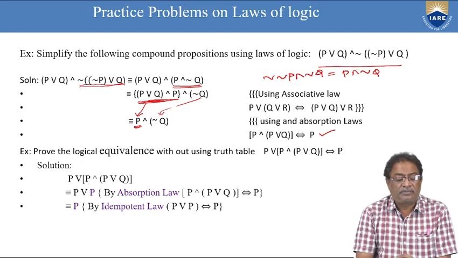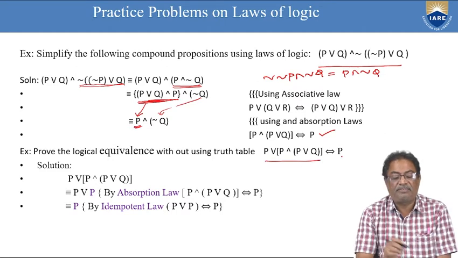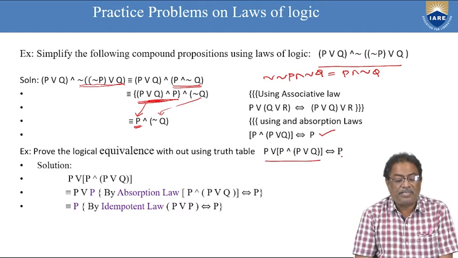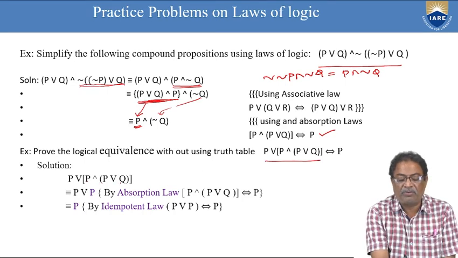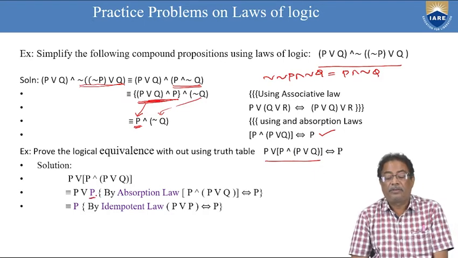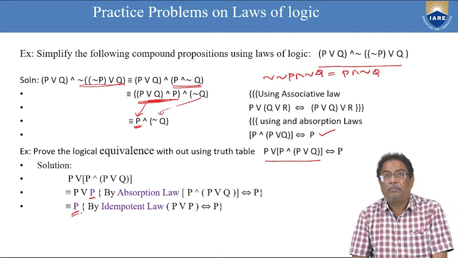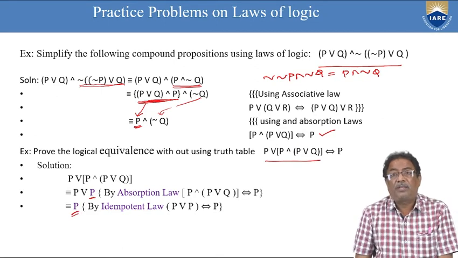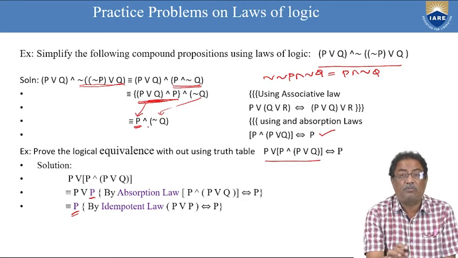Now the second one, logical equivalence of this. We have to verify the whole thing is equal to P. Once again, directly we are going to apply the absorption law. So this is equivalent to P. P or P, which is equal to P. So I can say that this and this both are equivalent, and this and this both are equivalent.